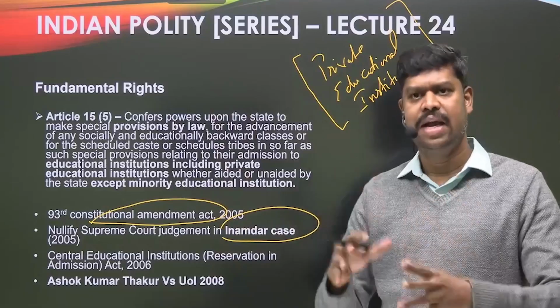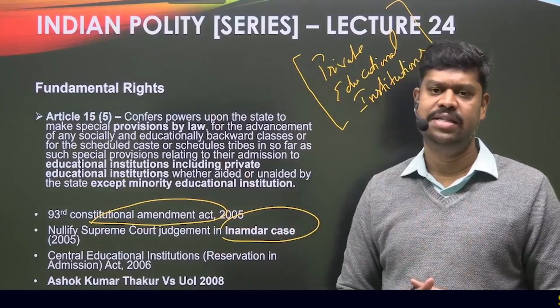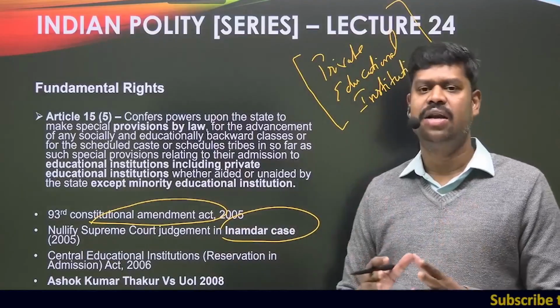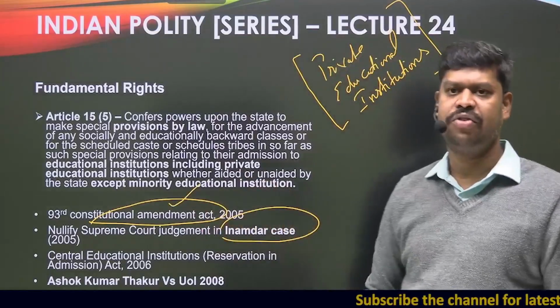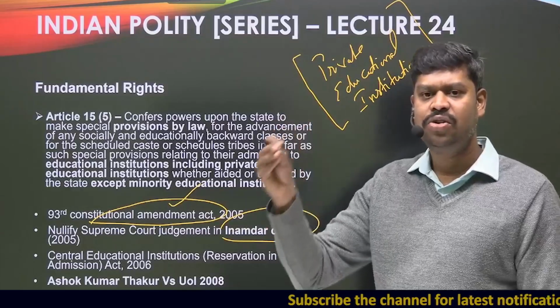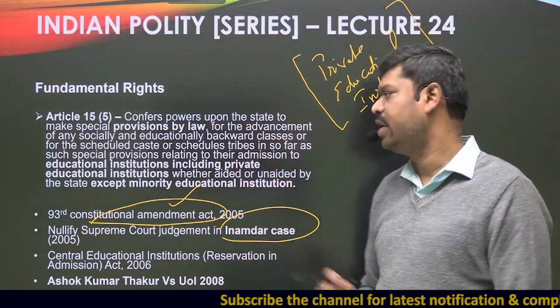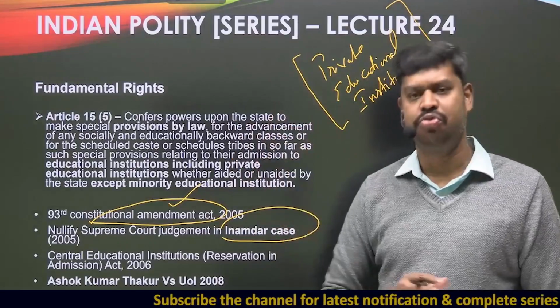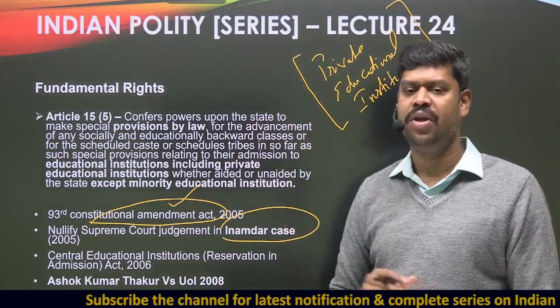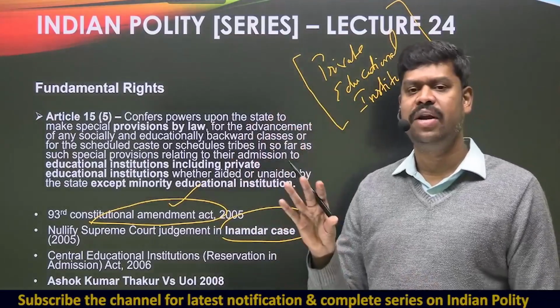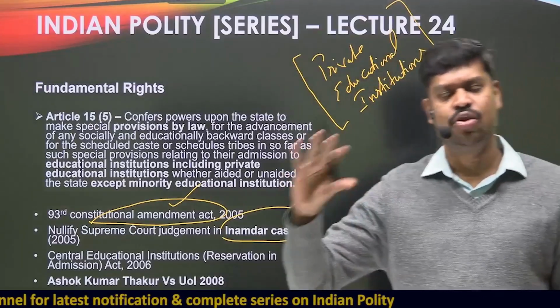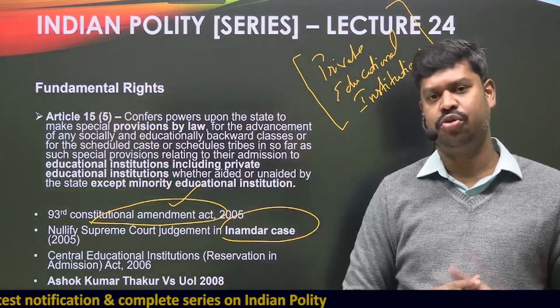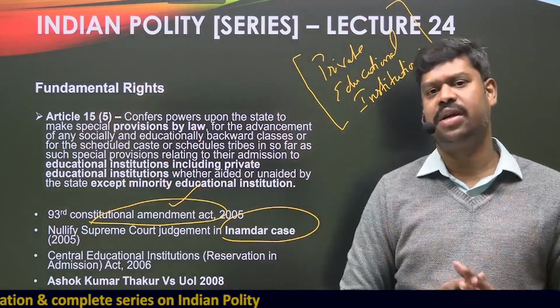And so they again amended the Constitution and they inserted what is called Article 15 Clause 5 by the 93rd Constitutional Amendment Act in the year 2005. And then they also specifically put in the words private educational institution. That is what is very important. That means by inserting the words private educational institution, now the reservation can also be extended to private educational institutions. So that is basically what you'll have to understand.